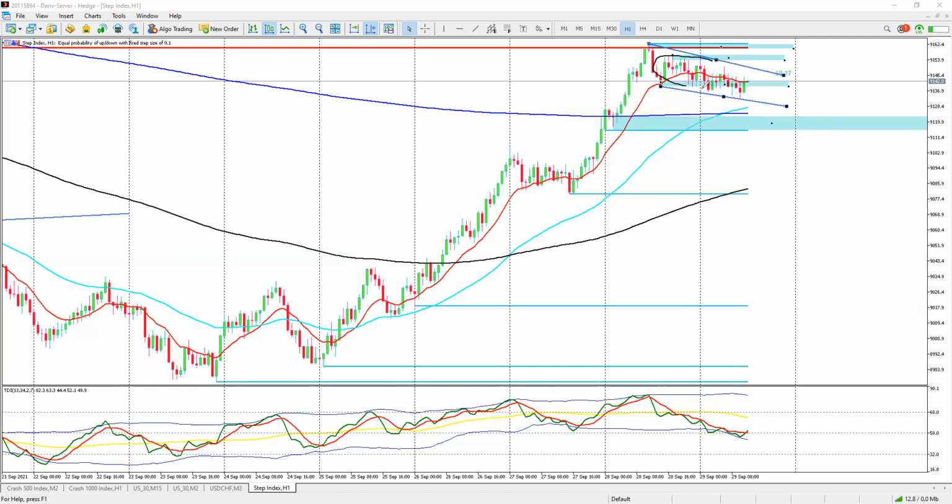This whole zone here, there's no clear price action here. So step index, if I was trading it right now, I wouldn't even look at it. I'll start looking at it tomorrow. After tomorrow, maybe we have clean candles.